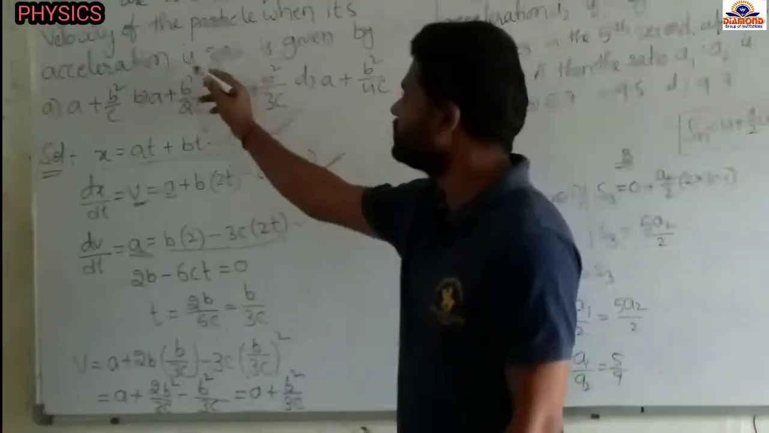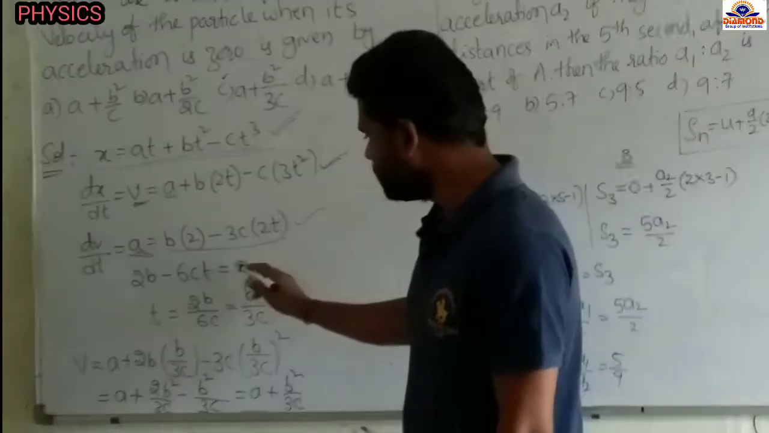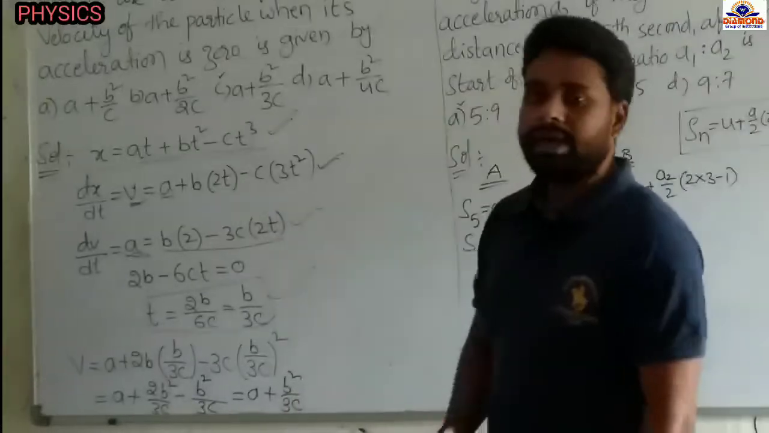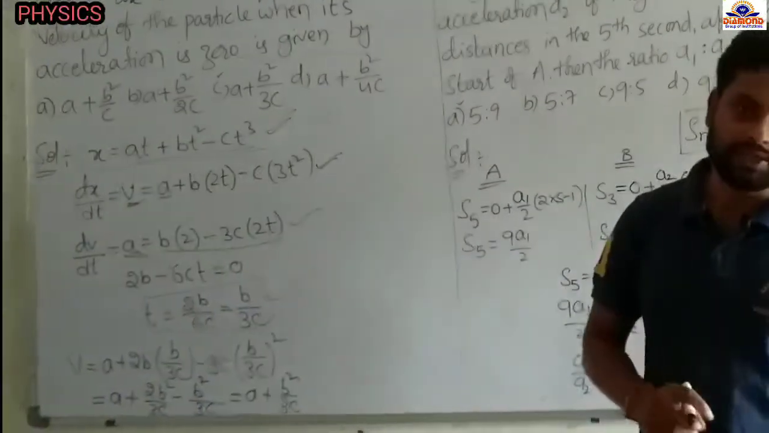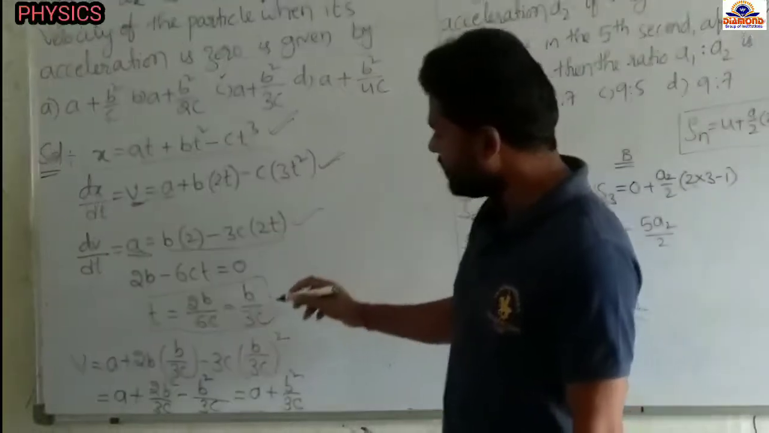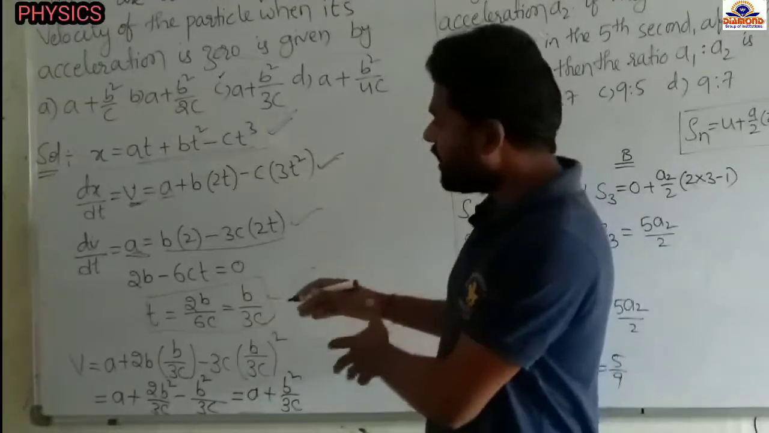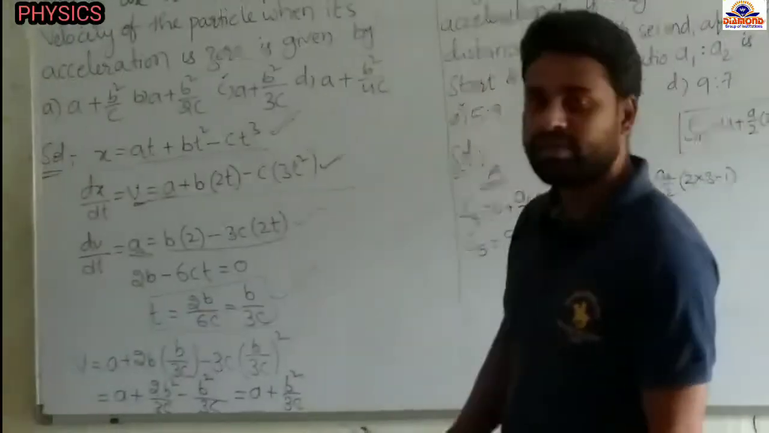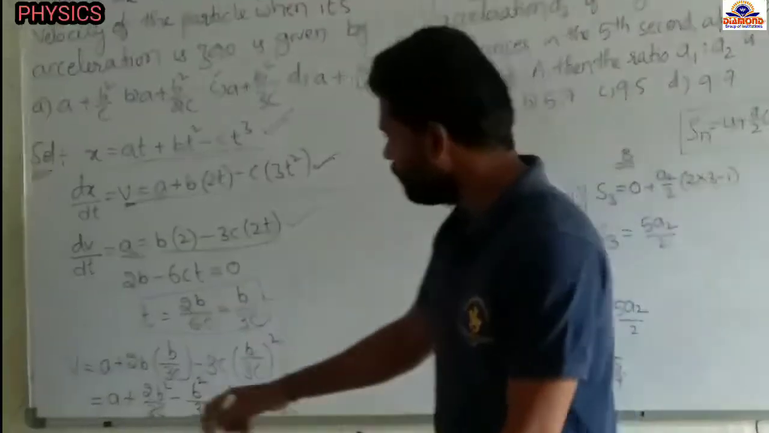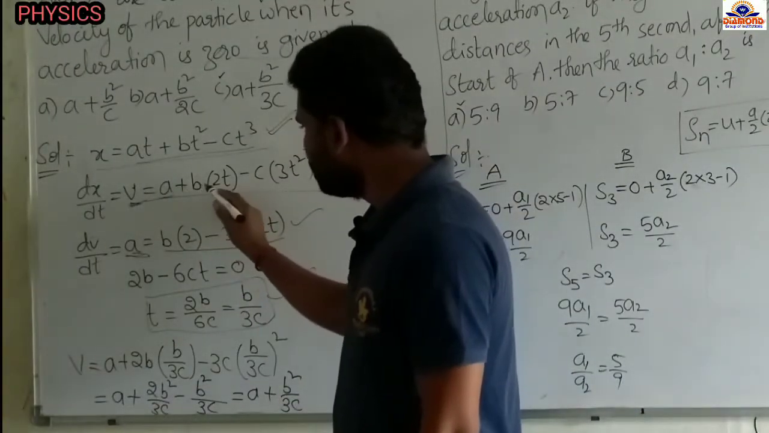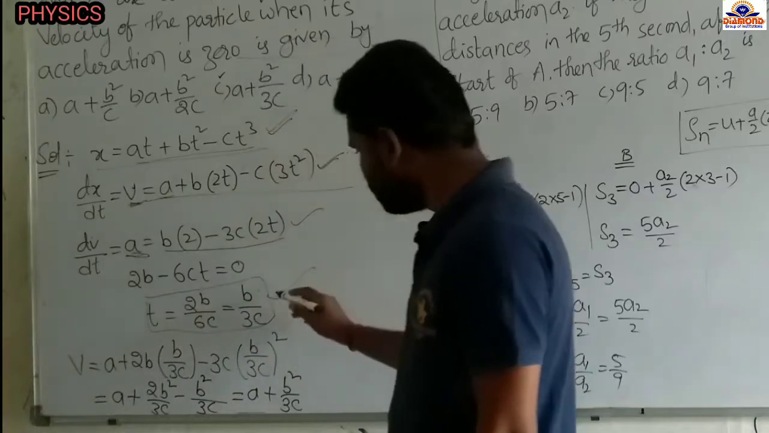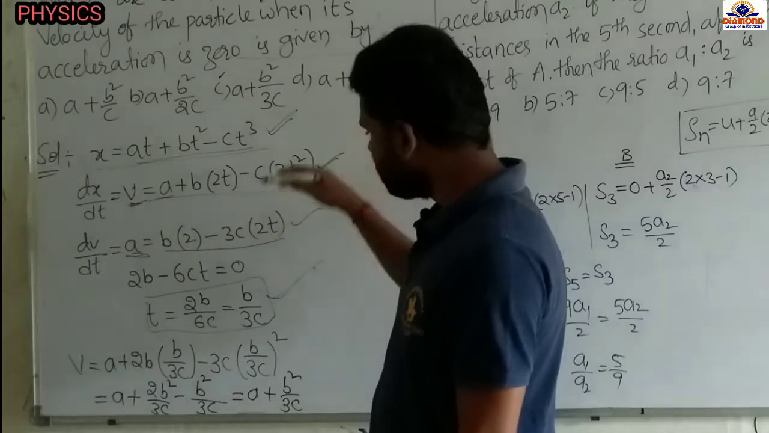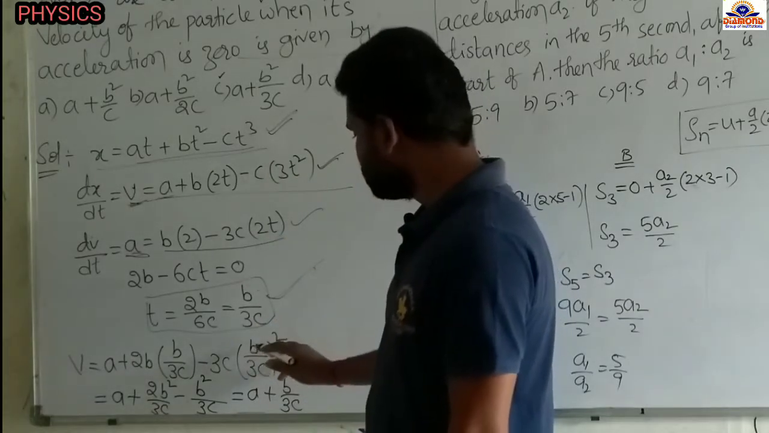At the place where acceleration is 0, there we have to find the velocity. Now I equate to 0 and found the t value: b by 3c. At time b by 3c, acceleration is equal to 0. So at this time, what is the velocity we have to find. The velocity equation we know already. In this equation we have to substitute the t value. So velocity equals a plus 2b into t, where in place of t we substitute b by 3c, minus 3c into t square, with t square being b by 3c whole square.